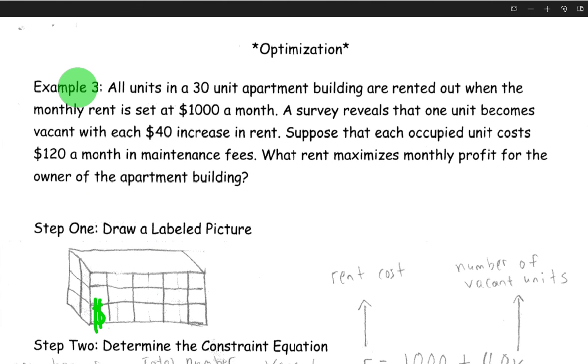For example 3, we're just drawing a picture of the apartment building to get a feel for what we're trying to solve for, which again is the rent that maximizes profit for this apartment building owner. So that's it for step 1. We're only going to do 3 examples for now. Next up, we will look at step 2, which is determining the constraint equation.